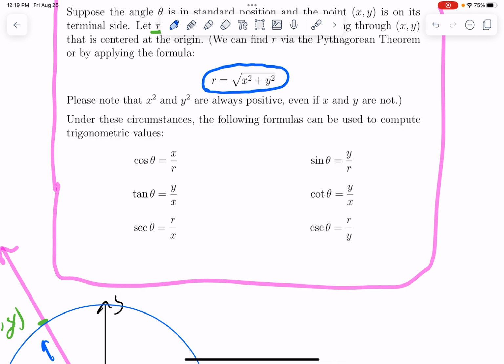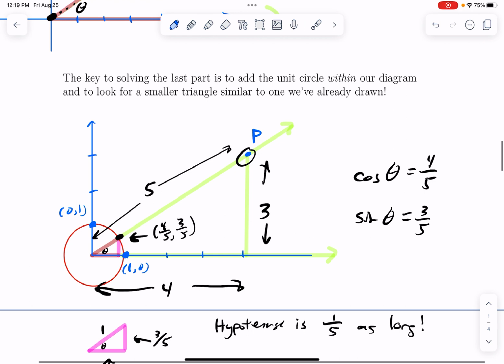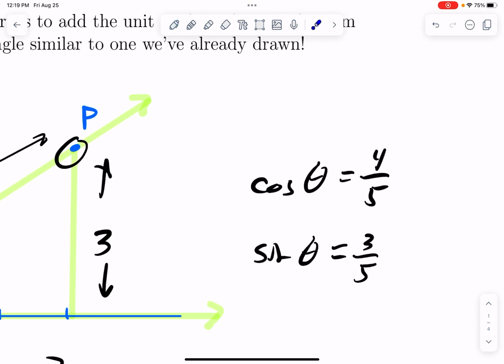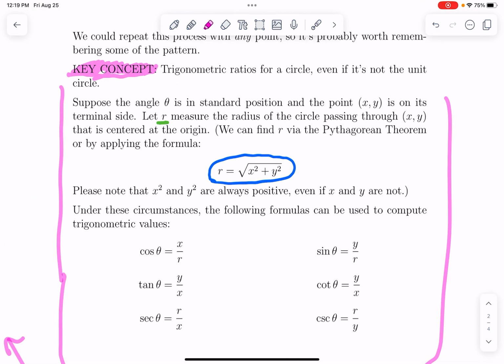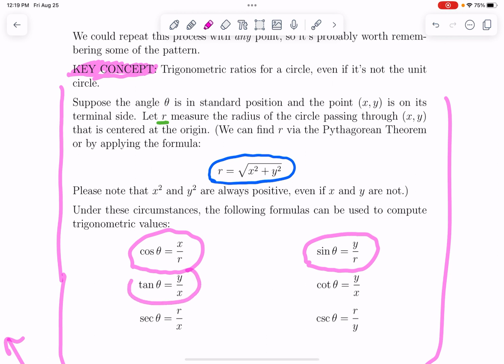So how do we find sine and cosine? Well, let's look at what we did here. Here we found cosine by taking the x coordinate like we would on the unit circle, but we divide it by r. If it's not the unit circle, you have to divide. We found sine, same way, y coordinate divided by that distance r. So that's what we're doing here. Cosine is x divided by r. If it's not on the unit circle, you have to remember to divide. Sine is y divided by r. Tangent will be y over x.